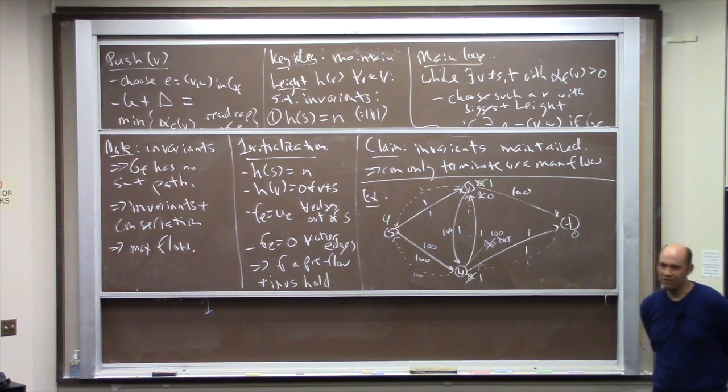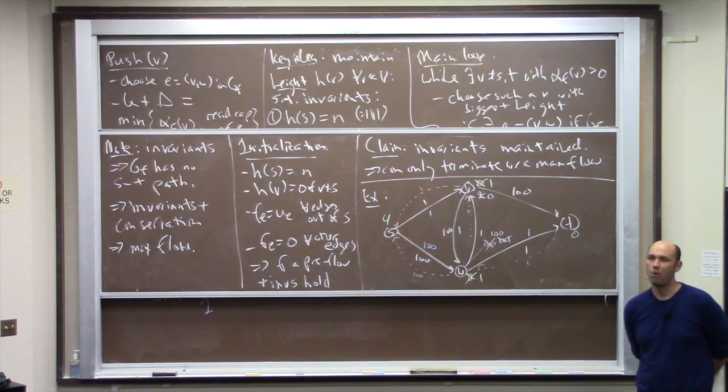All right, so next iteration, we again pick W because it still has excess. At this point in the current residual graph, does W have any outgoing arcs that go downhill?